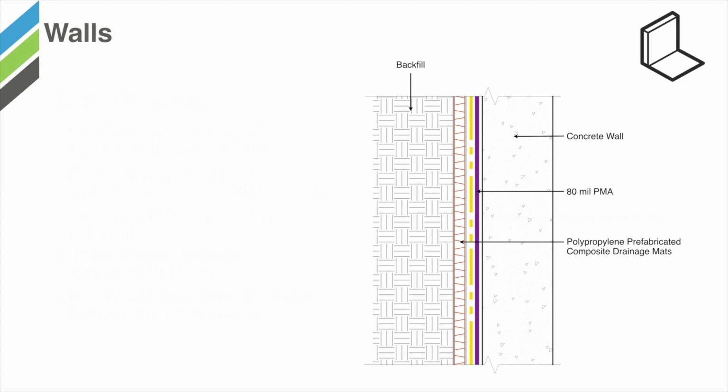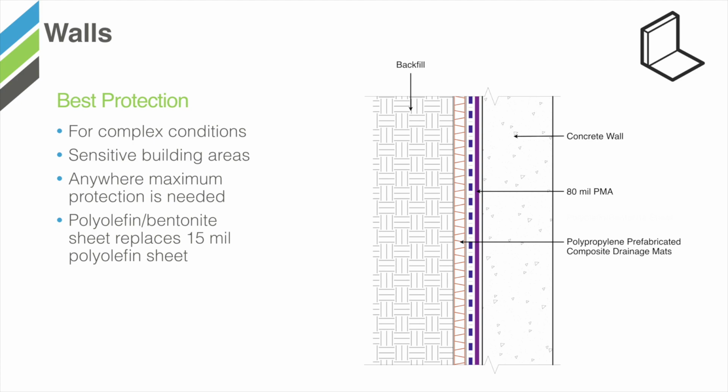When moving from better protection to best protection, the next step is fairly easy. The same 80 mil polymer modified asphalt is applied to the wall. However, instead of just using a polyolefin protection course, the bentonite composite membrane is installed with the bentonite facing the polymer modified asphalt. The drainage course is then applied up against the bentonite and backfill occurs. This provides the best level of protection for a below-grade foundation wall.